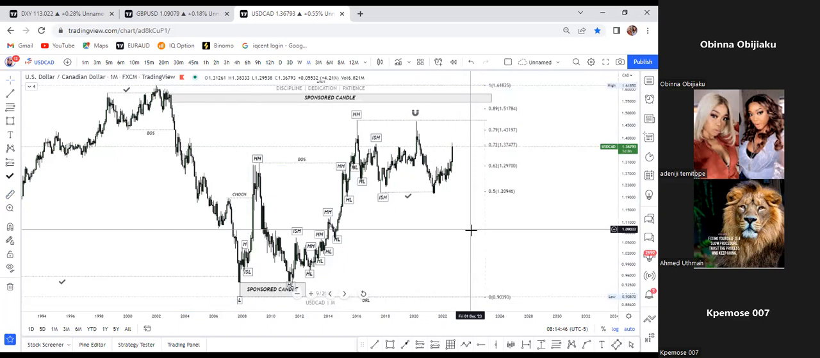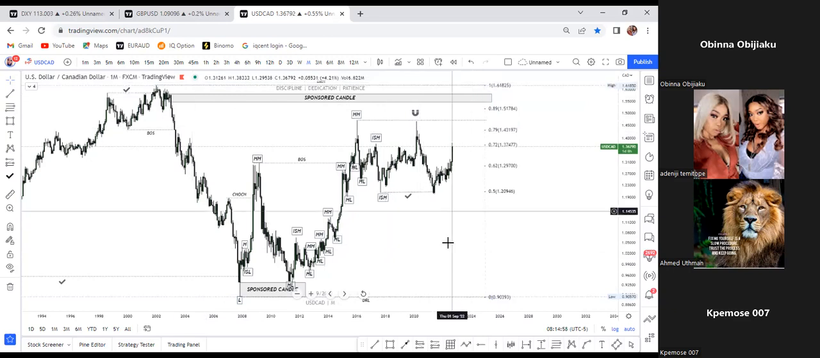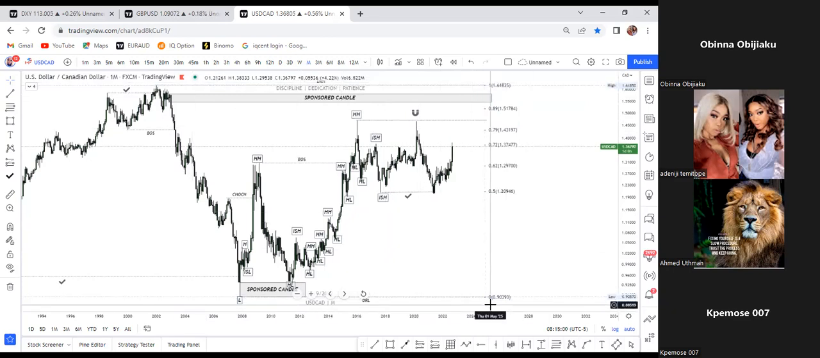And you remember, where do they target? They always target external range liquidity. If they are doing anything in this zone, their target is external range liquidity. If they are coming up from this zone, their target is external range liquidity.